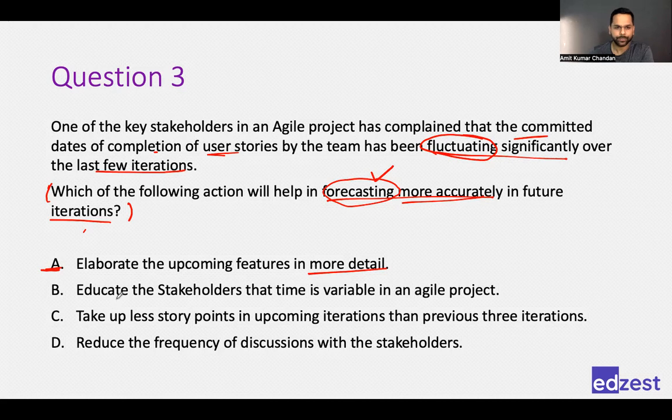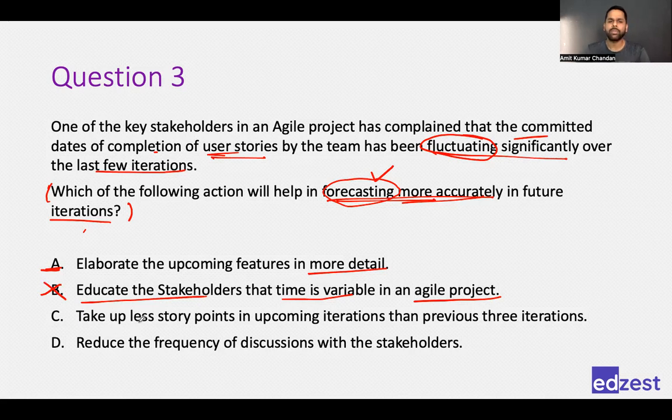Then we go to B. Educate the stakeholders that time is variable in an agile project. That is right, but still, if we are committing to something, and saying that these user stories will be completed, then we should complete them, even if the time is variable for the entire project. But as such, time for iteration is fixed, time for release is fixed. So we don't say that time is variable. It will not be a good response, and anyway, it is not answering the question. The question is, how will you forecast more accurately? And what I'm trying to do is educate the stakeholders. So on multiple fronts, this option is not correct.